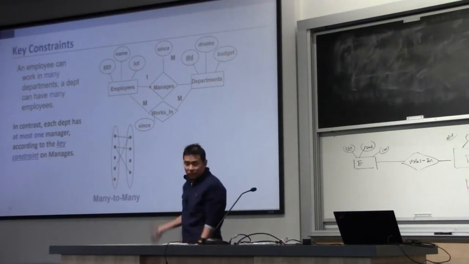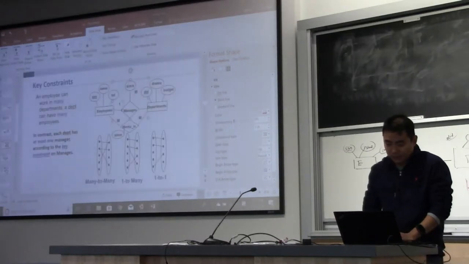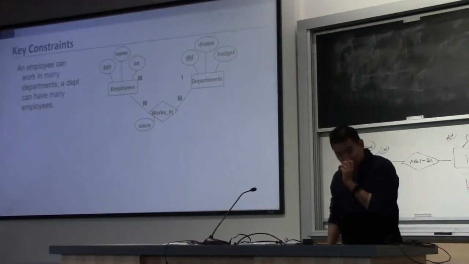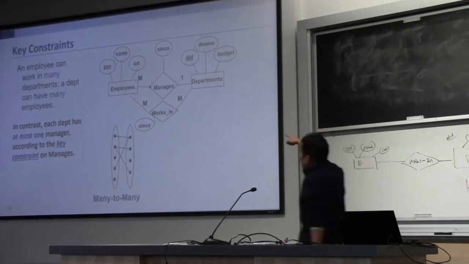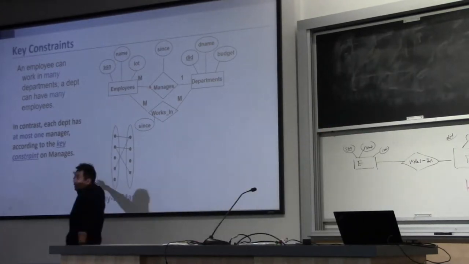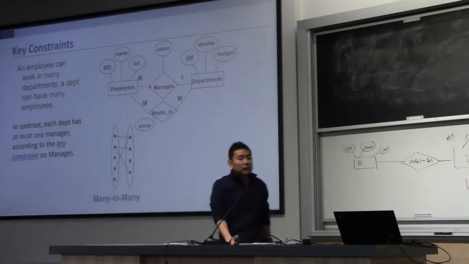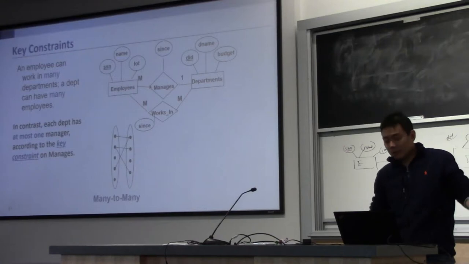Yes, if I flip the arrow, then the one should be here, the many should be there. Okay? If I flip the arrows. Of course, this no longer reflects what I said here. This maps to the earlier version of this graph. Okay? Now, question on this? So far, so good.